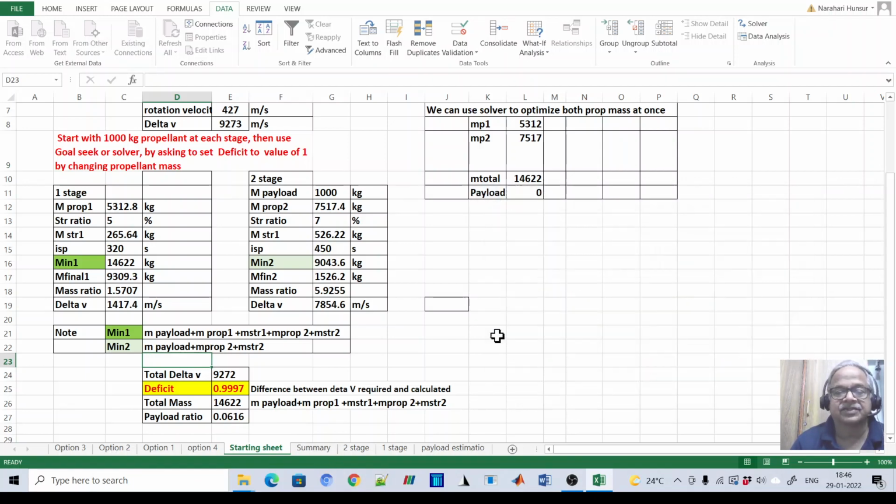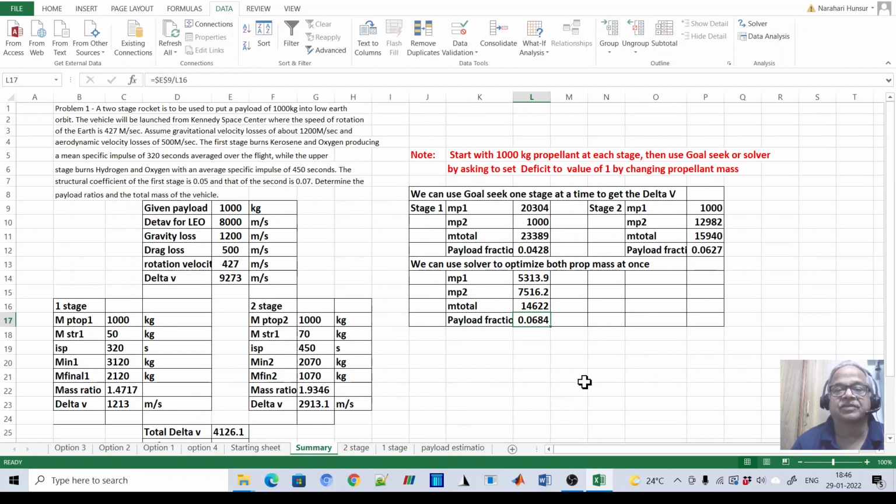If you go to summary, three things we tried. We first changed the propellant mass of the first stage. That gave us a total mass of the launch vehicle as 23,389 kgs. Then we froze the first stage and changed the propellant mass of the second stage. Then we got a total gross mass of 15,940, a very significant reduction. So when we change both at the same time, we get even less, 14,622.